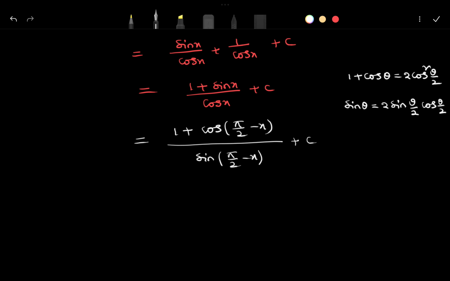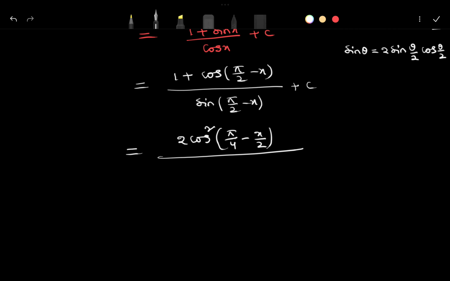You know these formulas in trigonometry. According to that, here we can write 1 plus cos theta, where theta is pi by 2 minus x, as 2 into cos square of (pi by 4 minus x by 2), whole divided by sin theta, which you can write as 2 into sin of theta by 2, that is 2 into sin of (pi by 4 minus x by 2) into cos of (pi by 4 minus x by 2), plus c.